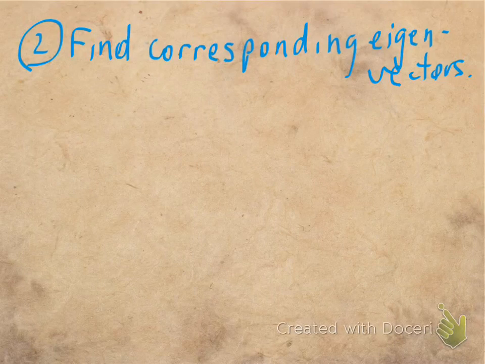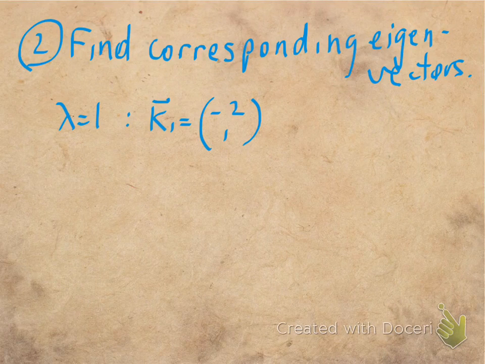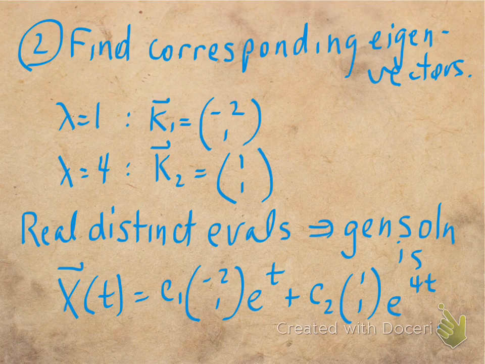Step 2, find the corresponding eigenvectors. Pause the video and do it now. You should have found that corresponding to lambda equals 1, you have an eigenvector of the form negative 2, 1. And corresponding to lambda equals 4, you have an eigenvector of the form 1, 1. So our theorem tells us that the general solution to this system is of the form x of t is some arbitrary constant c1 times k1, which is negative 2, 1, times e to the t, plus c2 times the vector 1, 1, times e to the 4t.